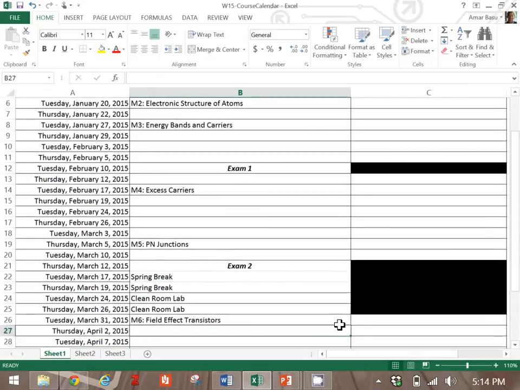Also, with the cleanroom lab, you must attend one cleanroom lab session, and there will be a sign-in sheet there. You'll be asked to turn in a lab assignment, and that will be a requirement. So please make sure that of these 2 or 3 sessions after spring break, you're able to attend one of them for sure.